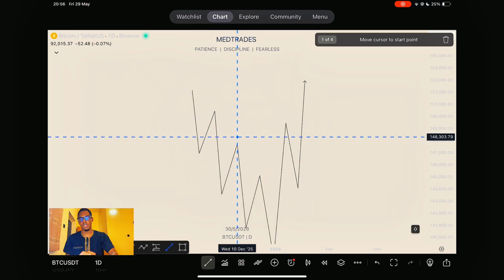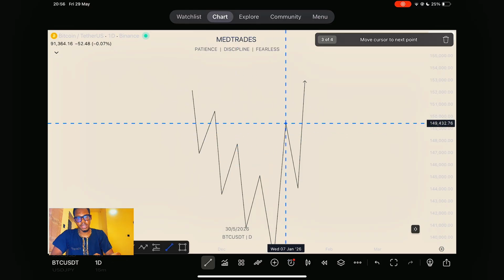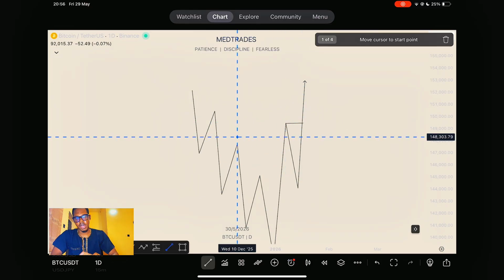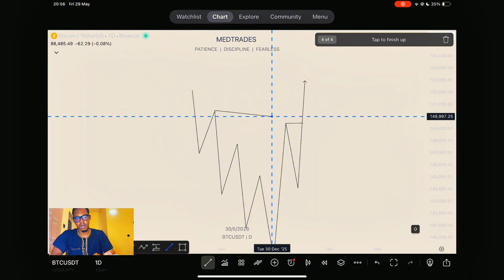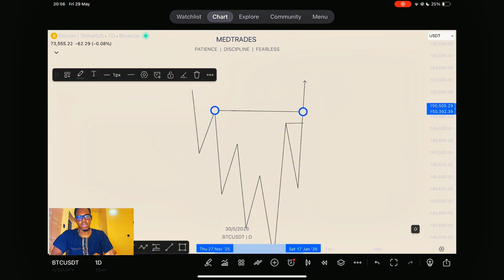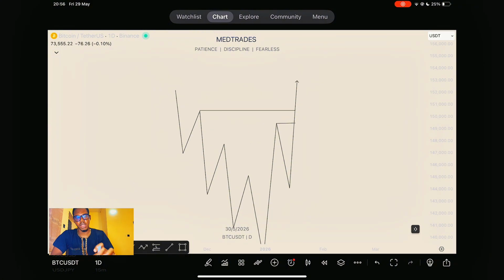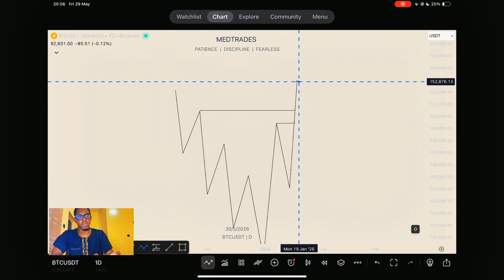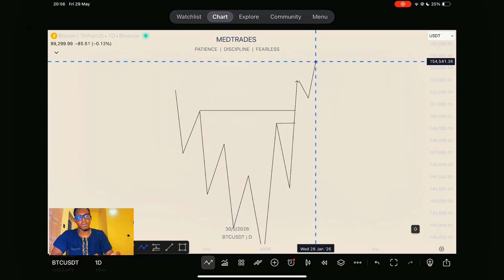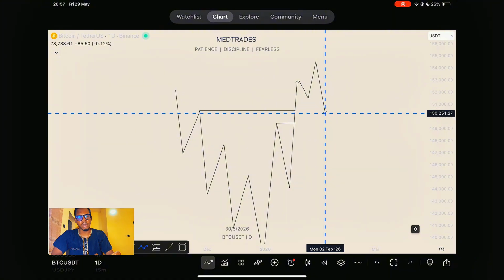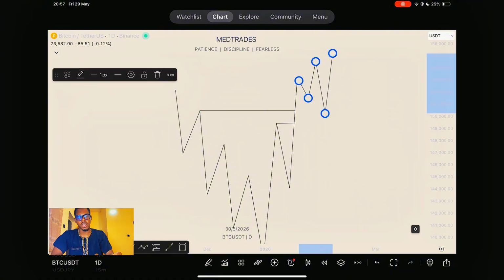You can see immediately price comes to take out this high here and this high, right? Then after taking out these two highs, it's going to now come here, form the inducement, and price is going to dip into this level and buy. You can see that.